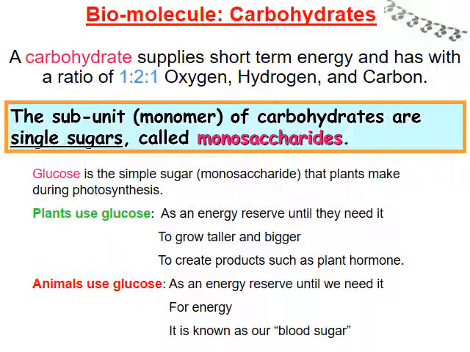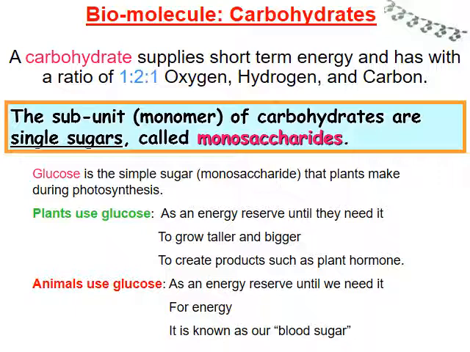The monomer of a carbohydrate is a monosaccharide. Remember, mono means one. The base word saccharide means sugar. An example of a very common carbohydrate is glucose. This is what plants make during photosynthesis. It is their food source. Animals such as ourselves use glucose for energy as well, but we have to eat that source of glucose. For example, eating an apple or a carrot or something. In our blood, the glucose level is referred to as our blood sugar.